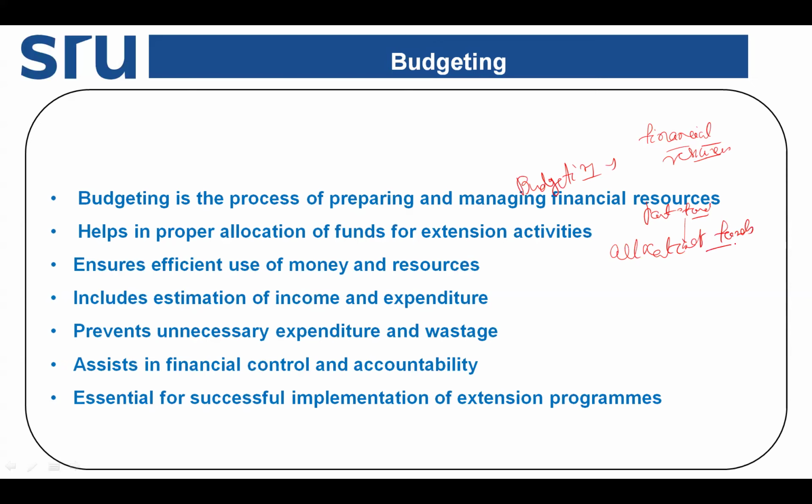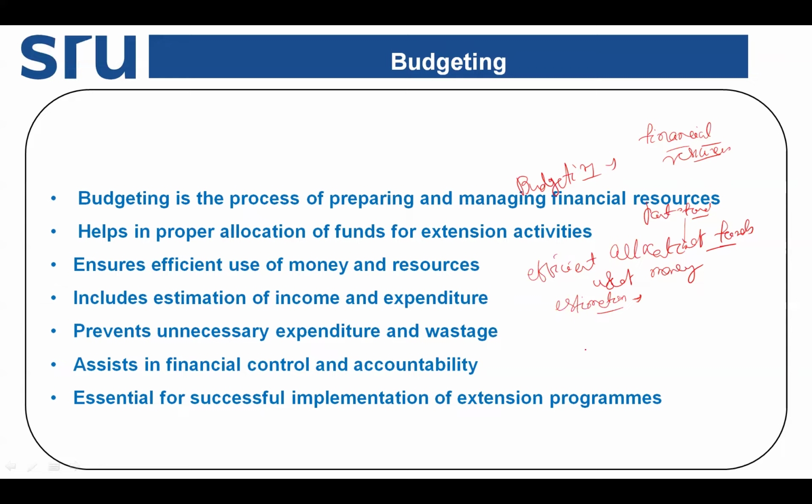And budgeting ensures efficient use of money and resources. How can efficient use of money and resources be possible? Budgeting includes estimation of income and expenditure. Estimation of income, how much amount you can utilize in every aspect of the activity, every part of the activities, so that you can finalize.